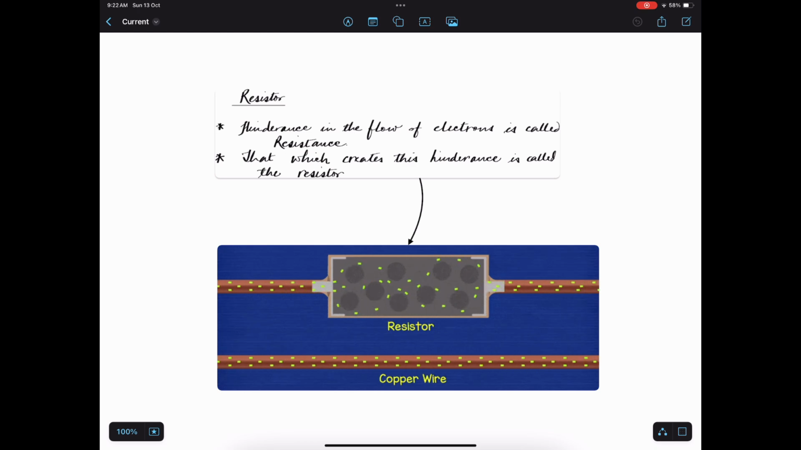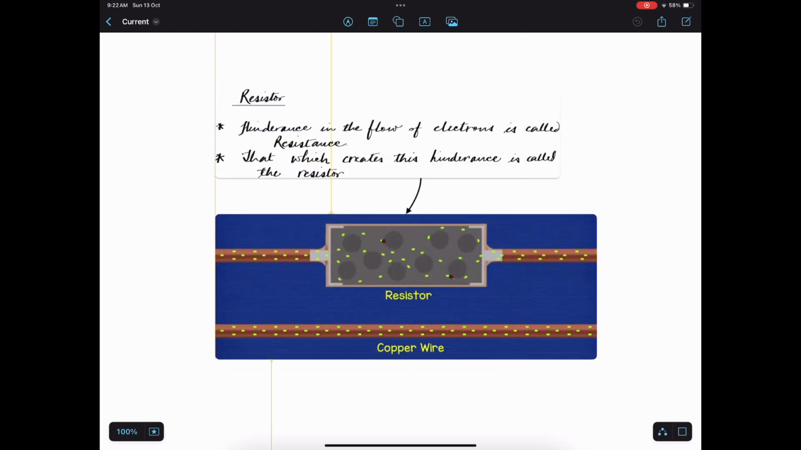An equipment or an object which creates this hindrance or friction in the flow of electrons is called the resistor. You can see in this diagram, we have a copper wire without the resistor, and a copper wire with a resistor, and you can see the difference between them. Without the resistor, all the electrons are moving very smoothly. With the resistor, their motion is a zigzag motion, they're juggling in between.